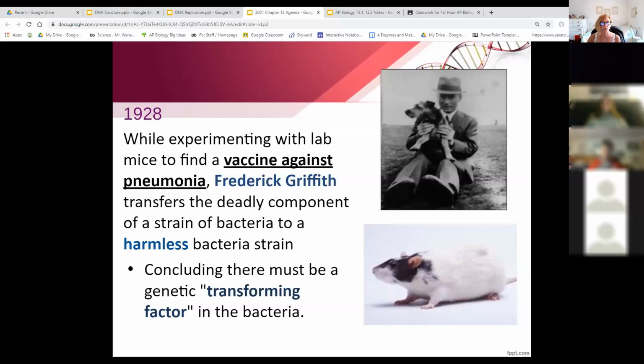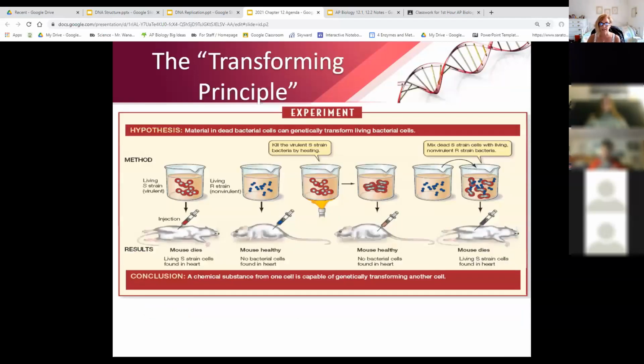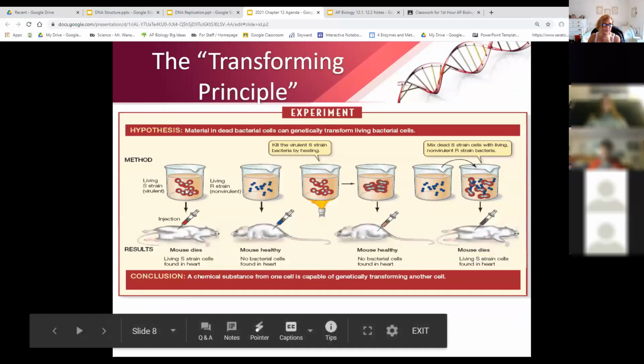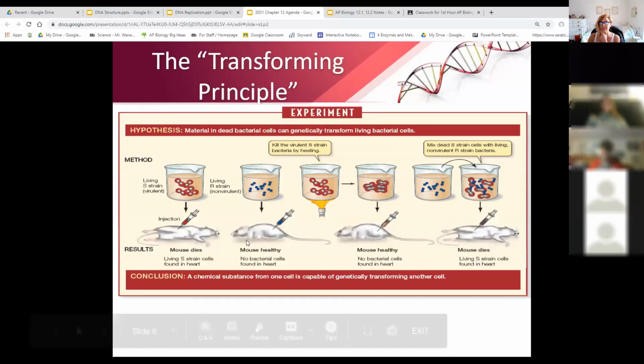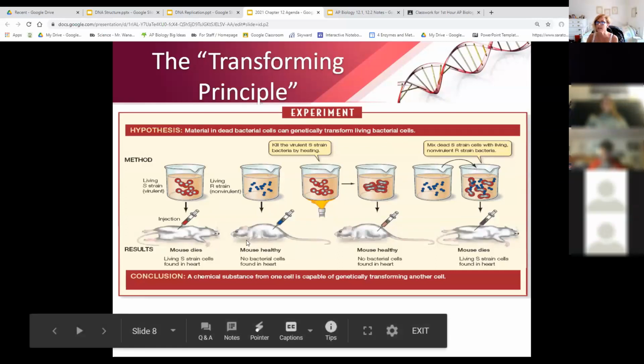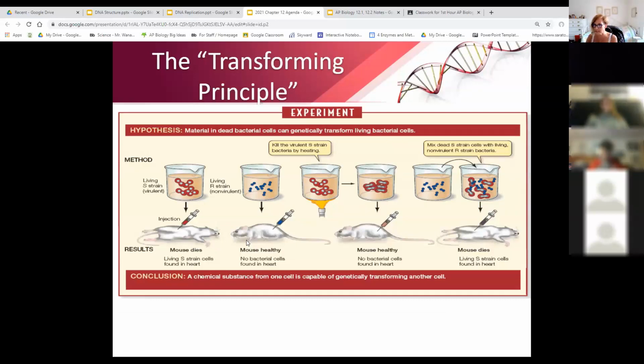Okay, so hopefully you recognized that he had the S strain and it killed, the R strain and it didn't. Then he heat killed the S strain, because he's trying to make a vaccine, remember, which is like a dead or weakened version of the virus, right? So he heat killed it, and he didn't even know about DNA, we can't say that. He heat killed it, hoping this weaker version he would be able to use as a vaccine.